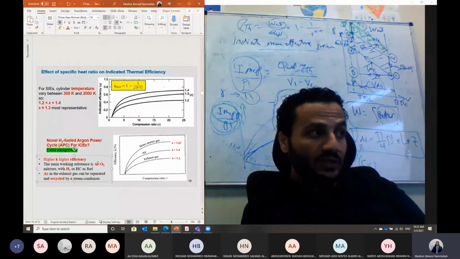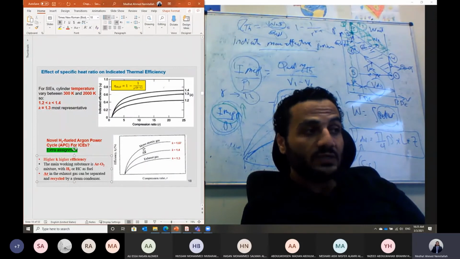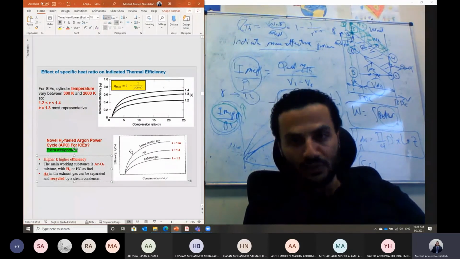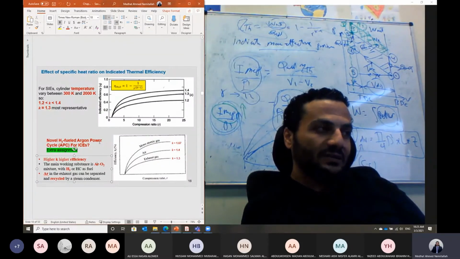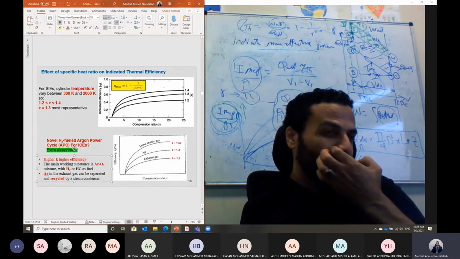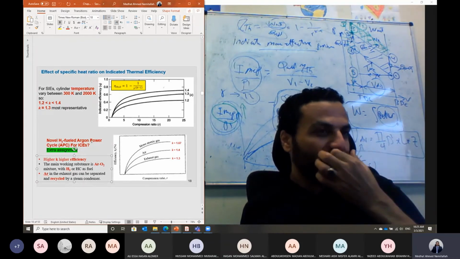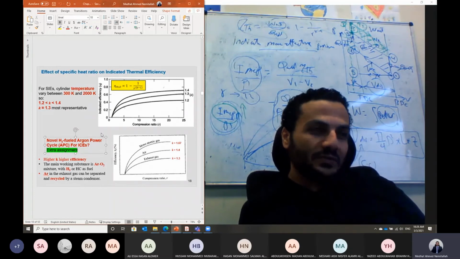Using argon will increase the specific heat ratio K, and it will greatly improve the thermal efficiency of a gasoline engine. This argon power cycle was invented by Robert Dibble. I think Robert Dibble is here in KAUST. He's at KAUST, and this engine is under research.